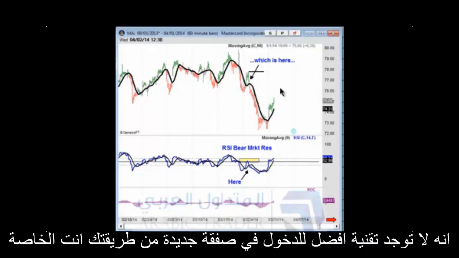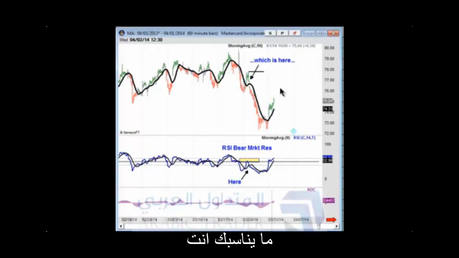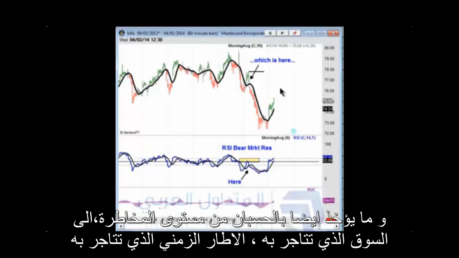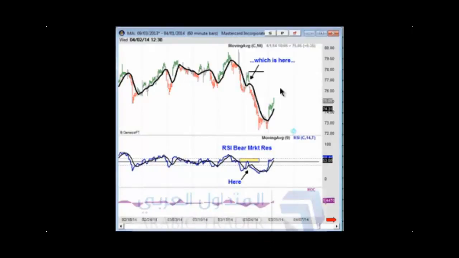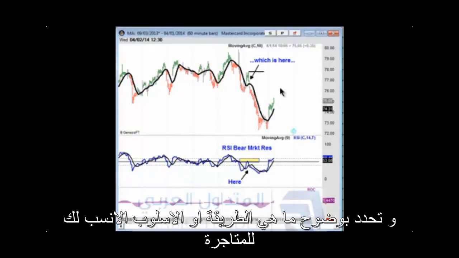There's not a single best way to enter a trade. There's only your way: what works best for you, and what takes into account your risk level, the markets you trade, the time frames you trade. But here are just a few ideas on how you can take your analysis and clearly define what the appropriate and actual entry technique would be.